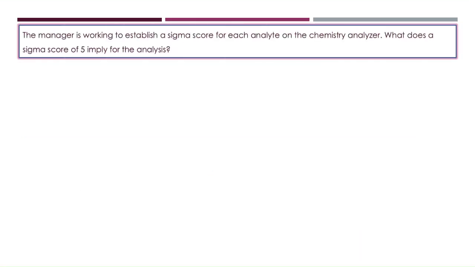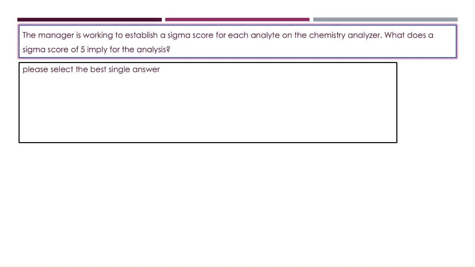A technologist is working to establish a sigma score for each analyte on the chemistry analyzer. What does a sigma score of 5 imply for the analysis? Please select the best single answer. 1. There is a lower risk for producing unreliable results.